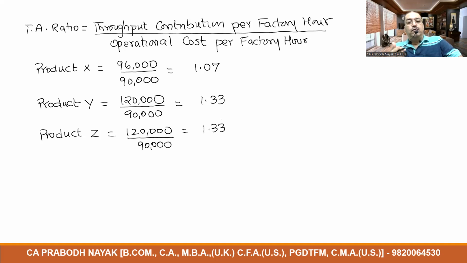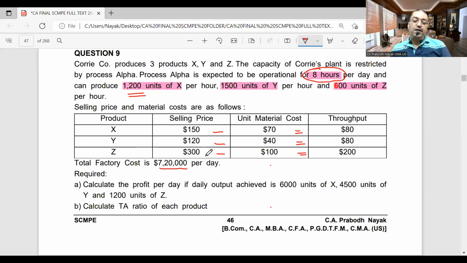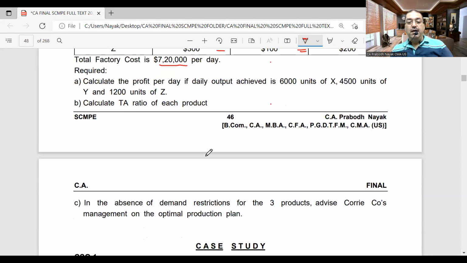Okay. So now this is the calculation of throughput accounting ratio. Let us see what is the third part of the question. The third part of the question is asking us, in the absence of demand restrictions for the three products, that means assuming that whatever we produce we can sell. No demand restrictions means that demand is not restricted. So we can sell whatever quantity we manufacture, we can sell the entire quantity. There is a demand for it. Advise the company's management on the optimal production mix.